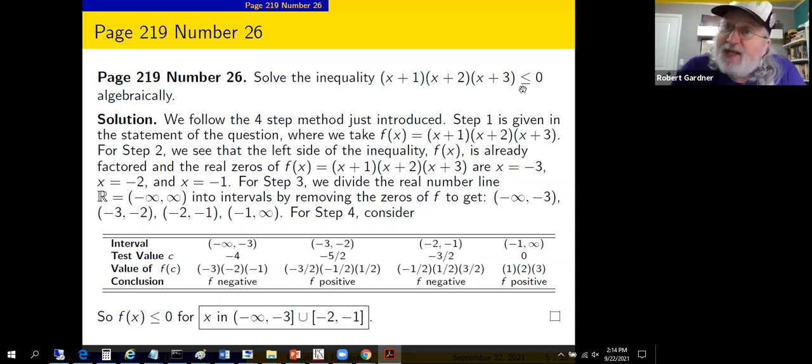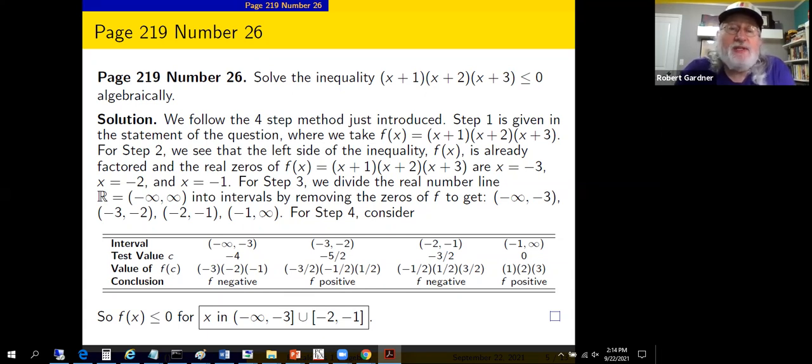Were it a strict inequality, where you want this to be strictly less than 0, we'd lose all of the endpoints, of which there are 3. Remember, -infinity is not an endpoint. This represents something more subtle than that. And so f of x is less than or equal to 0 for these x values.